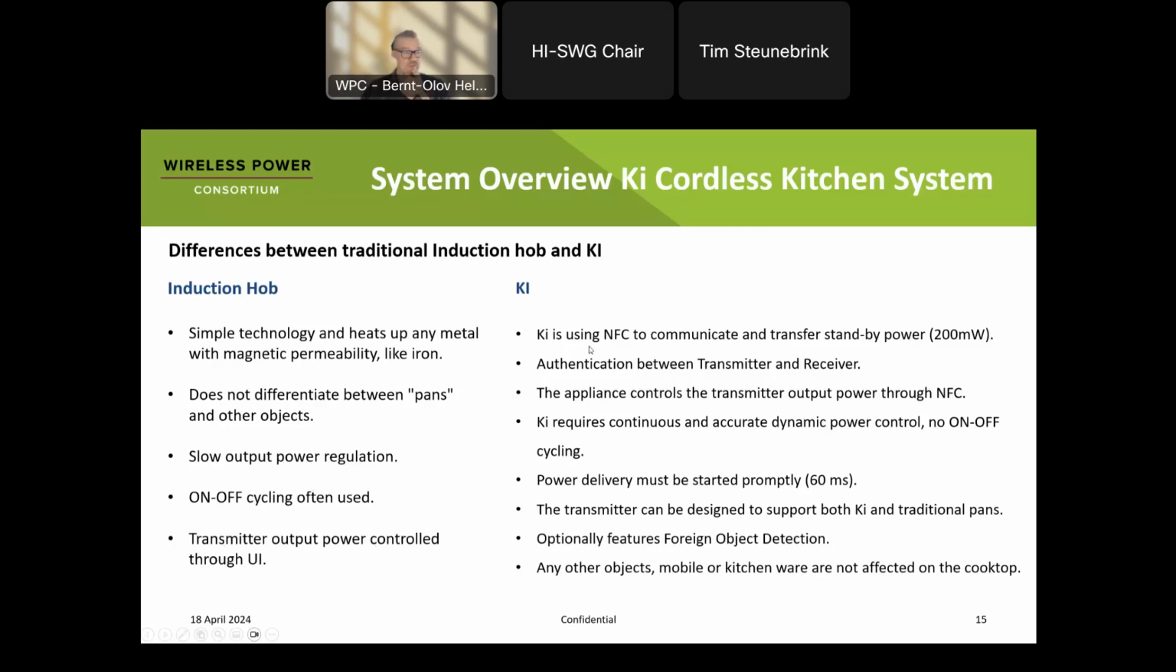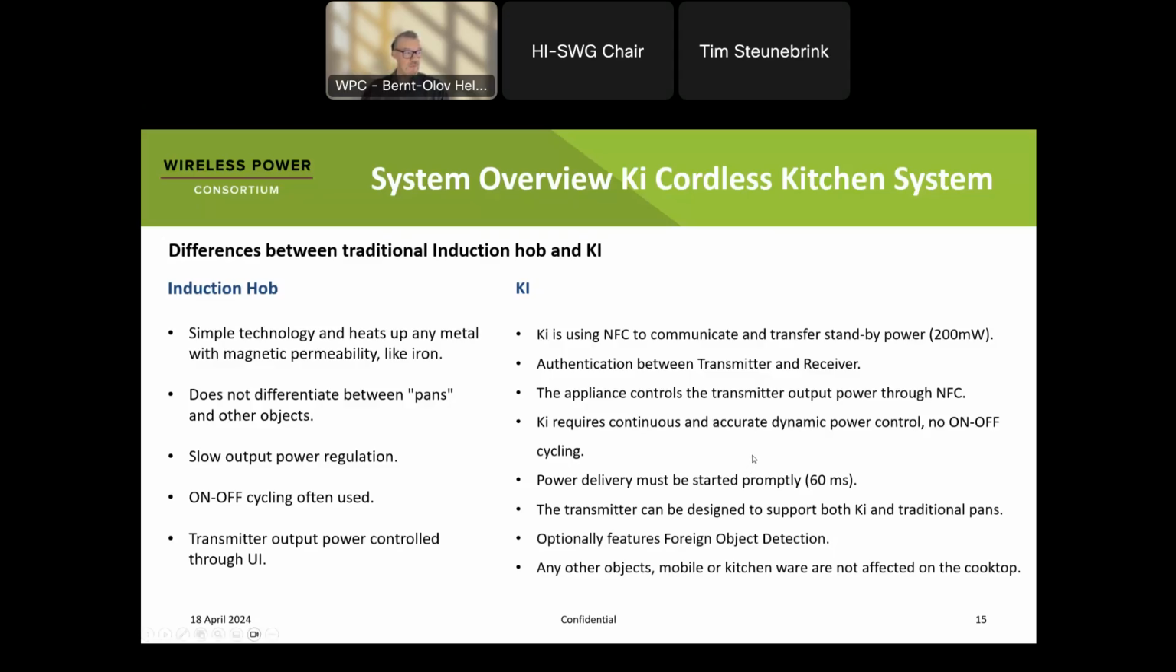In Ki, it's different. We are using NFC communication, and it transfers also the power we require to control the device from the device. Authentication between transmitter and receiver is required to make sure it is an authentic device we are using. The appliance controls the transmitter through the NFC, so everything we adjust on the receiver is sent back to the transmitter to control the power. And it requires continuous and accurate dynamic power control.